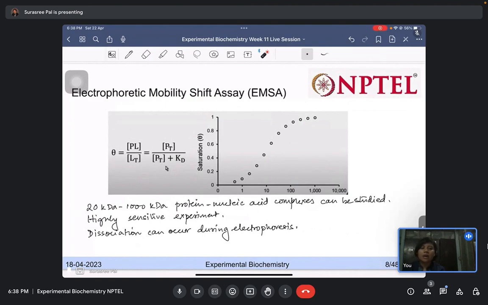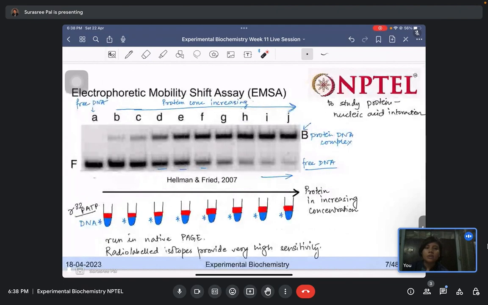There might occur a little subtle problem in this EMSA, that is, when these samples are run on the gel, due to the electrophoresis, this protein DNA complex may dissociate, and therefore the protein DNA complex bands may decrease, or these bands may appear blotchy because of the dissociation of the protein and DNA.